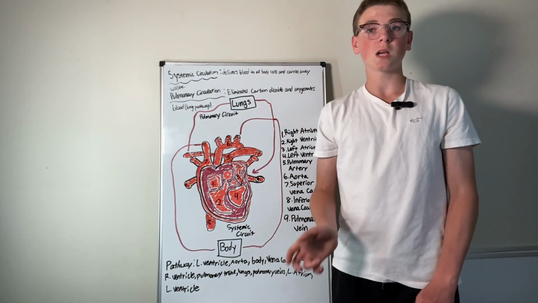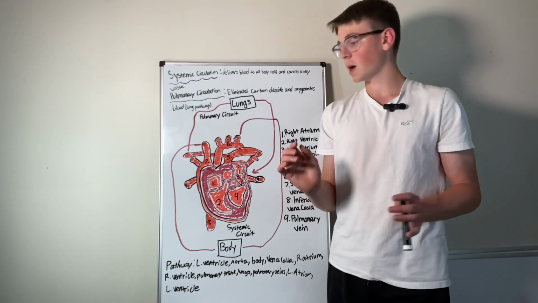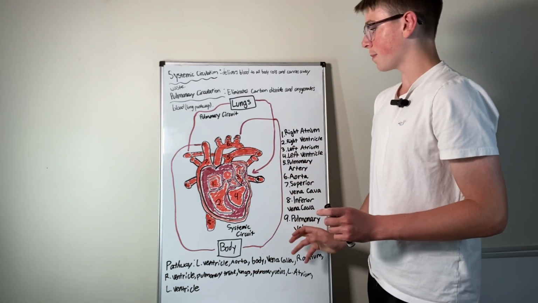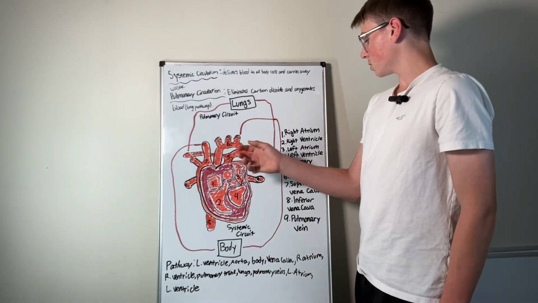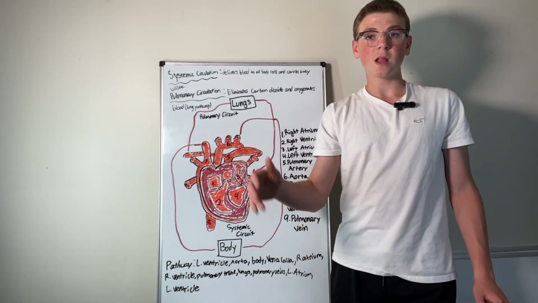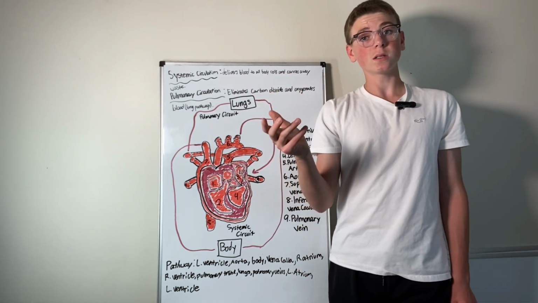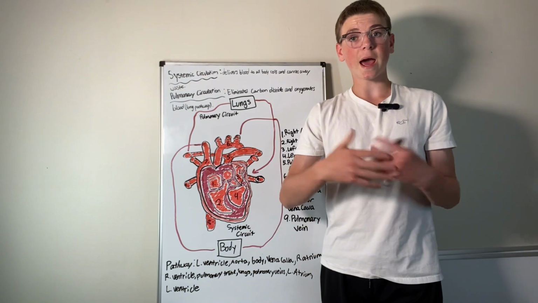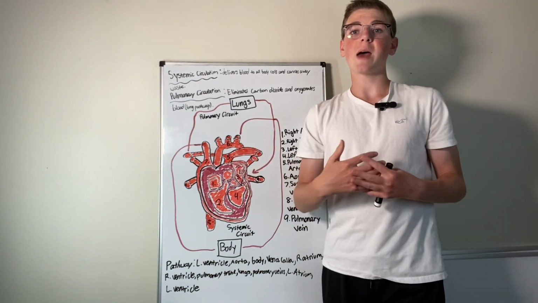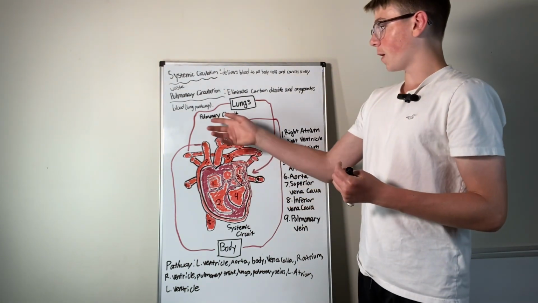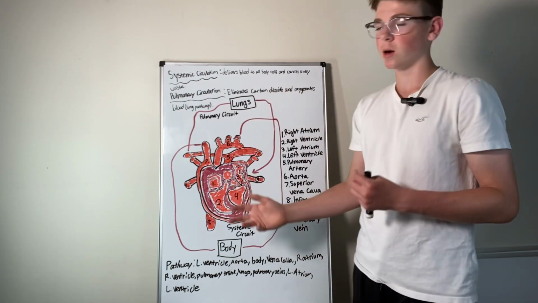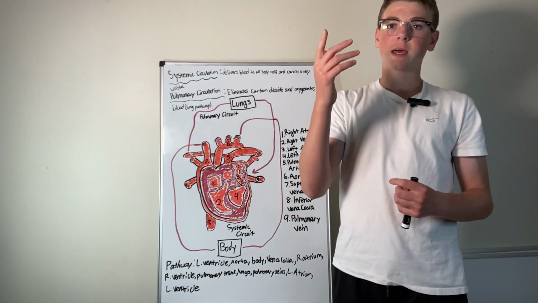It's going to drop off its oxygen. It's going to pick up waste and carbon dioxide. And then it'll come back to the heart, come back to our atrium, go to a ventricle, and then it'll be sent to the lungs to get the carbon dioxide out and to get oxygen back in the blood. Then from the lungs, it'll come back to the heart and then get sent out again to the body.